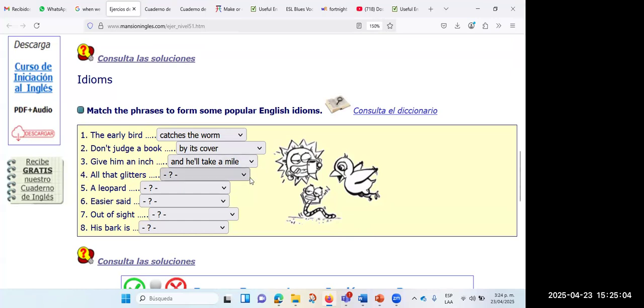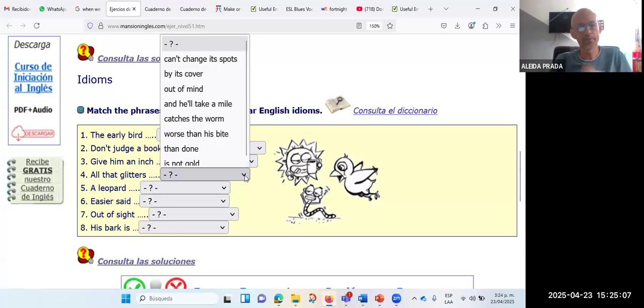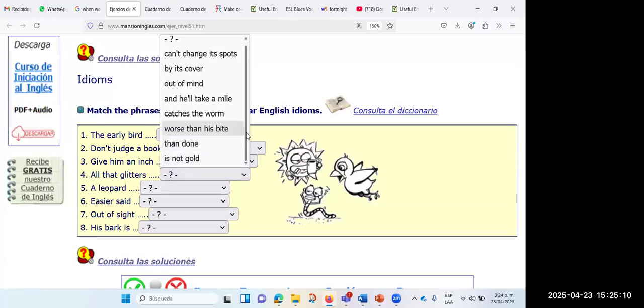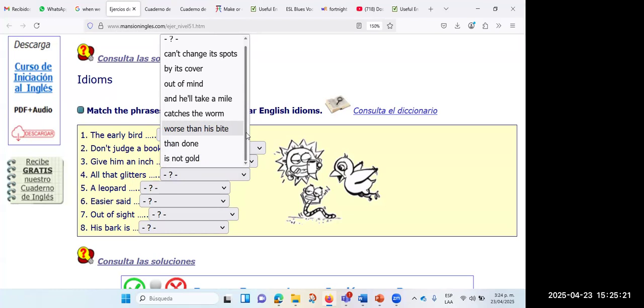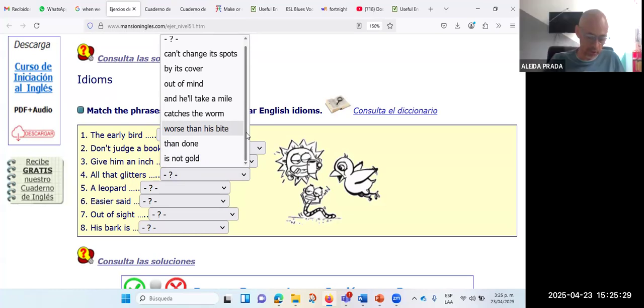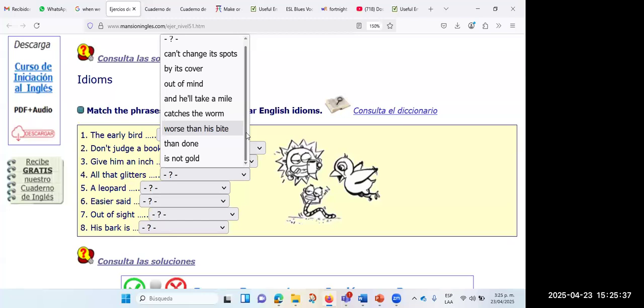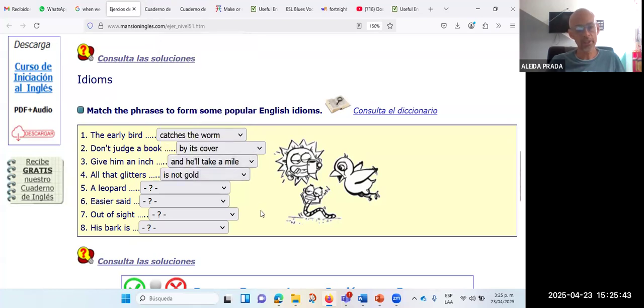Okay, number 4, all that glitters. Sorry, teacher, what is a glitter? Glitters is something that shines. For example, the sun shines a lot. So something that glitters is something that shines. It's not gold. That's a very good key in order to understand the idiom and complete the sentence. I think that is not gold. Yes, that's right. All that glitters is not gold.